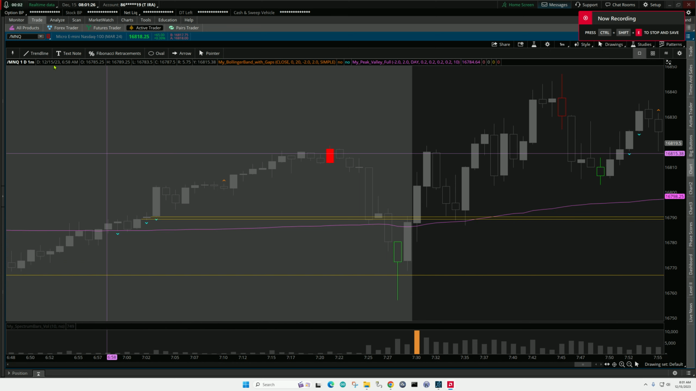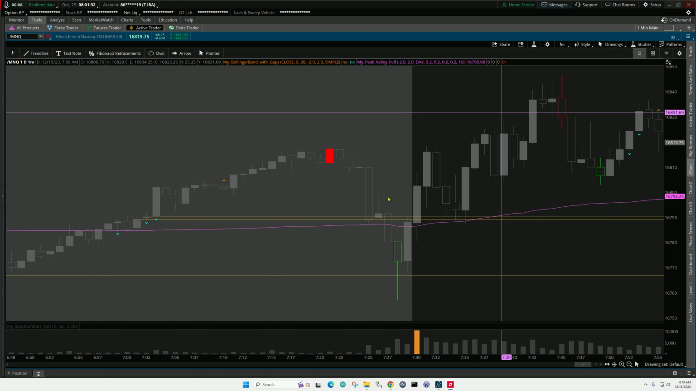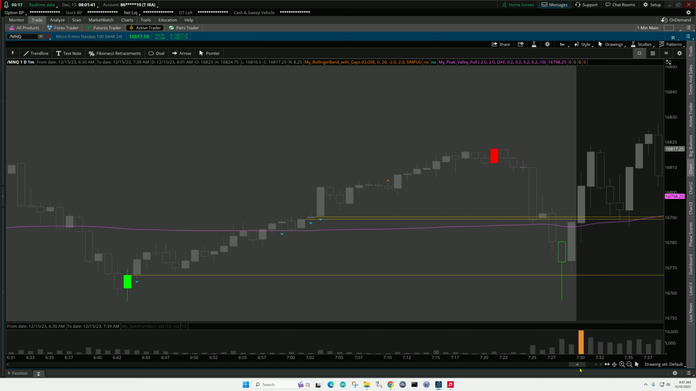December 15th, micro NASDAQ futures, 1 minute chart. This is the pre-market here in this light gray section. I'm going to go ahead and scroll to the left and talk about gaps and waves and show you my trades for this morning.